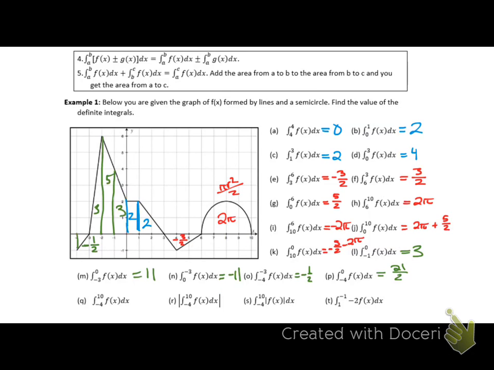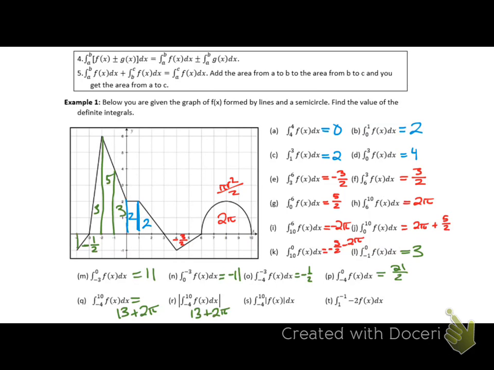And then -4 to 10 is part J. Right, so if I have 2 pi plus 5/2 plus 21/2, and I put it all together, we get 13 plus 2 pi. Now, R is asking for the absolute value of that value. Okay, and the absolute value of that happens to be the same thing, 13 plus 2 pi.